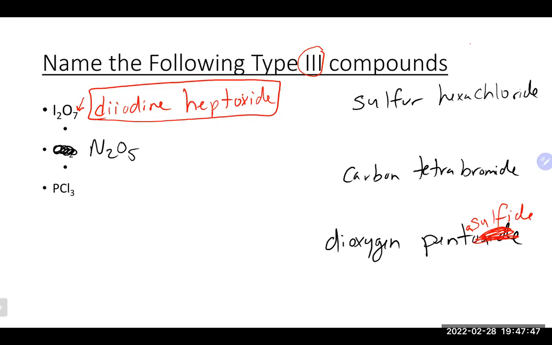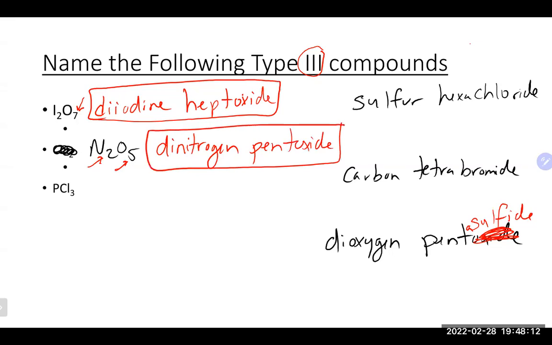Same thing rolling down, we see nitrogen, which is a nonmetal, oxygen, which is a nonmetal. Again, we just got to roll with our prefixes. We got 2 here, which again would be di, whole name of the first element, which would be nitrogen. Prefix here for 5 is penta. Again, here we will drop the A so we don't get the A and the O backed up to each other. And this would be pentoxide in this particular case.